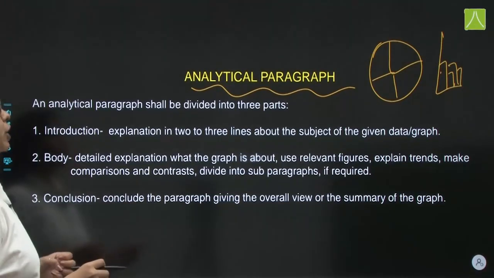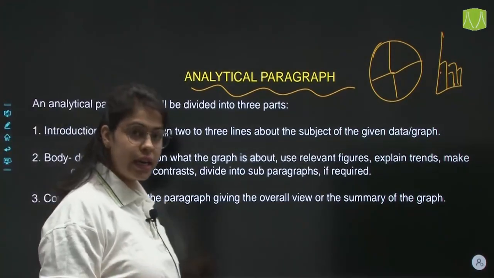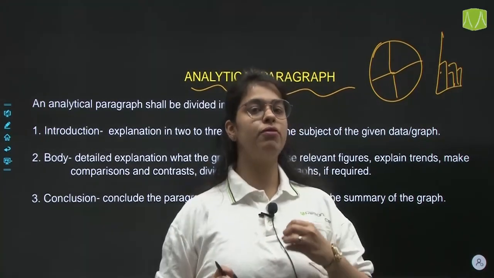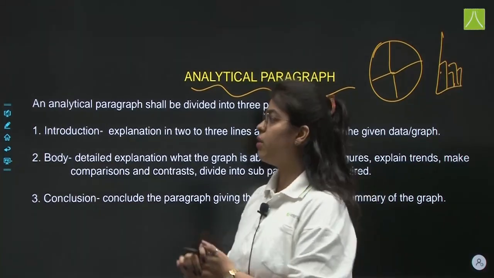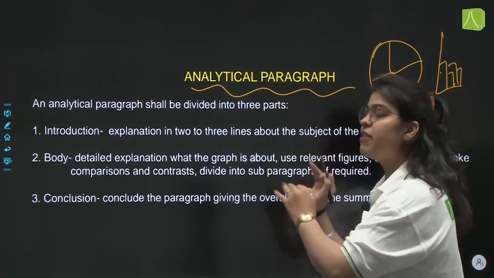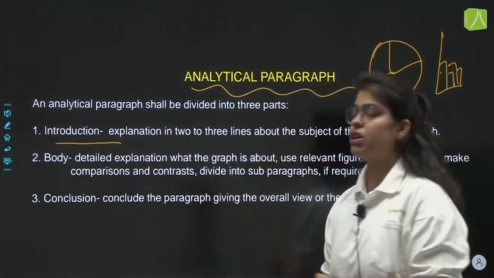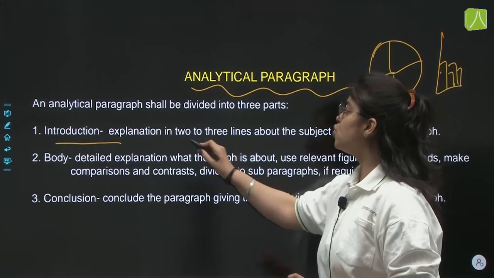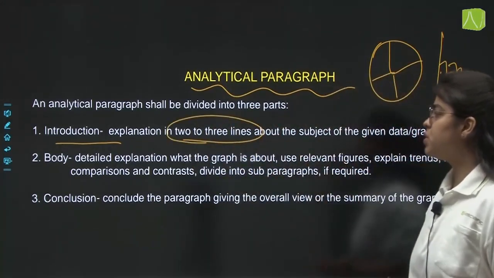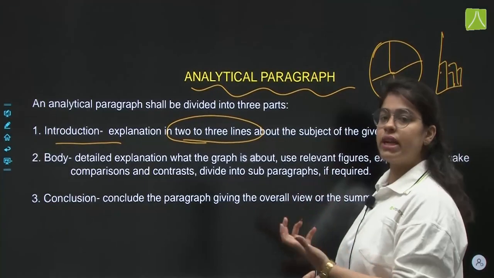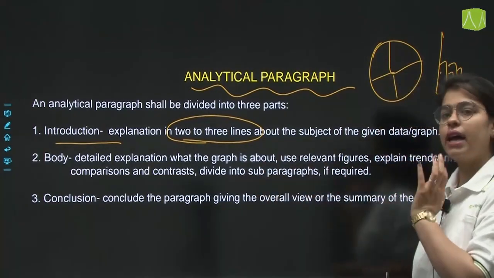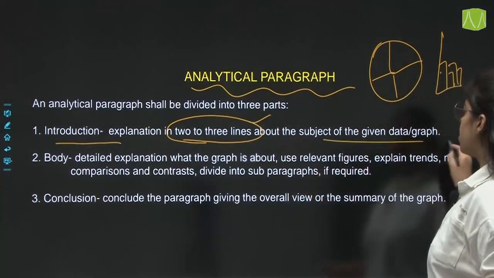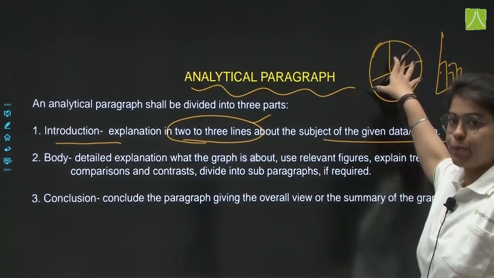Anything that is allotted to you, you have to read it thoroughly. You have to see the graph or the numeral forms very carefully, and then you have to segregate that into 3 different sections. First will be your introduction. Now what will you write in the introduction? In the introduction you will explain in 2 or 3 lines. Sometimes students just write a single line and try to finish it. No, take 2-3 lines and write about the subject of the given data, what is allotted to you.